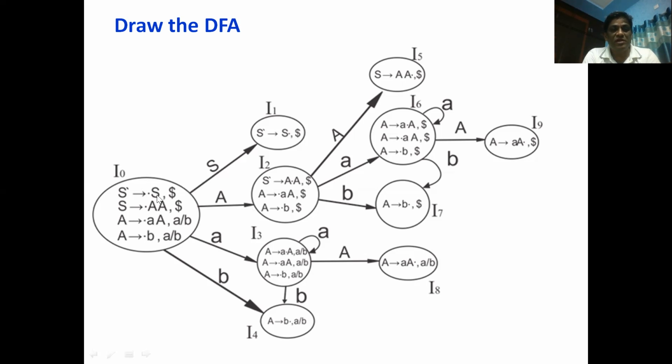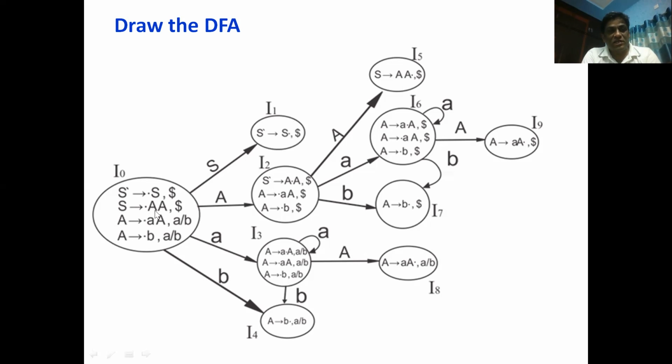What happens with this is we just move the dot a step forward. So now it becomes S dash implies S dot. While moving forward, the same look ahead symbol will be copied, so it is dollar. Because we don't have any symbol after the dot, the state is completed, so it will not produce any new productions.